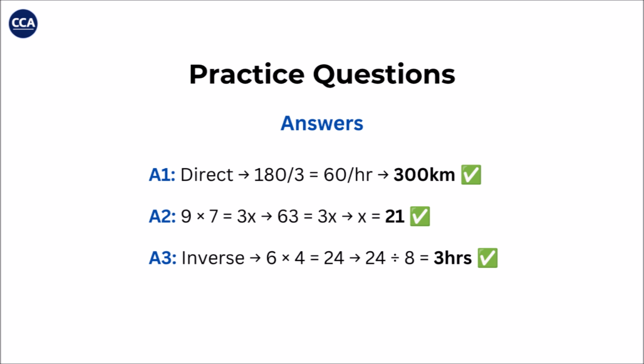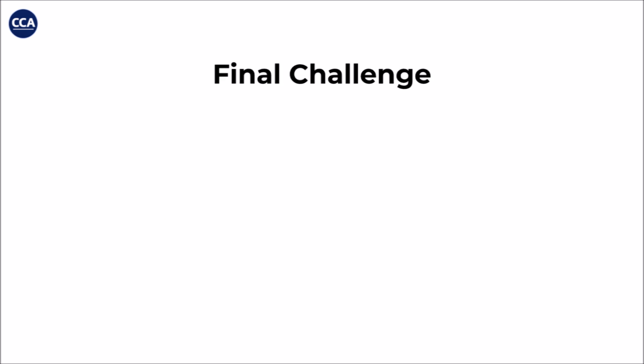Answer 3. Inverse proportion. More taps, less time. Constant equals 6 times 4 equals 24. Time equals 24 divided by 8 equals 3 hours. Answer 4. Direct proportion. 3 over 120 equals 8 over distance. Cross multiply. 3 times distance equals 960. Distance equals 320 kilometers. Here is your final challenge, a multi-step proportion problem.